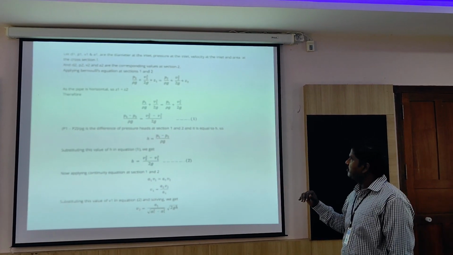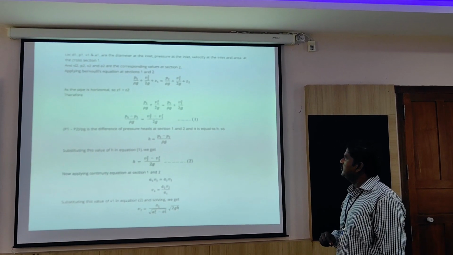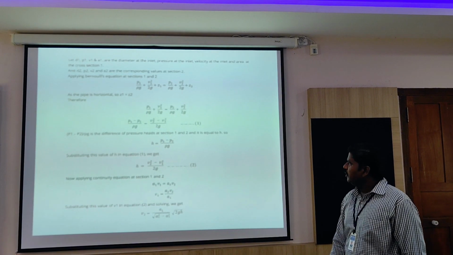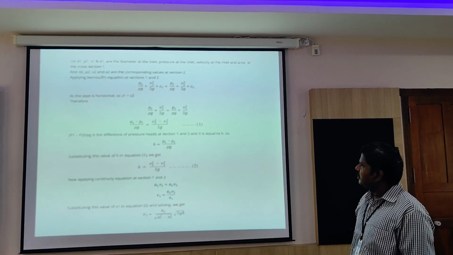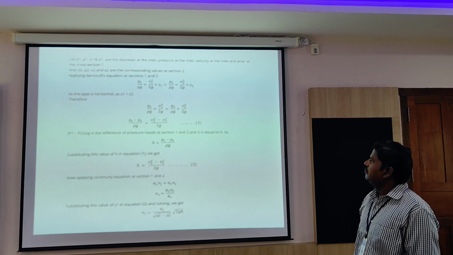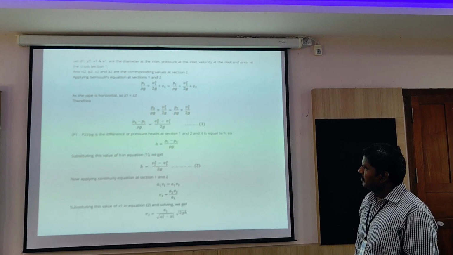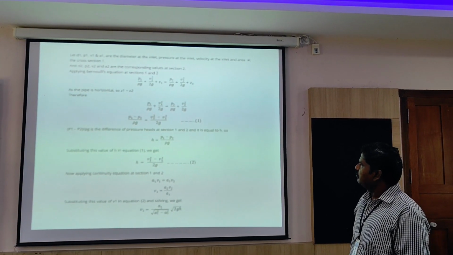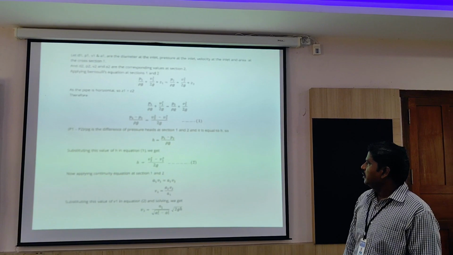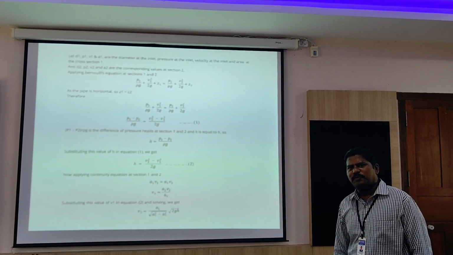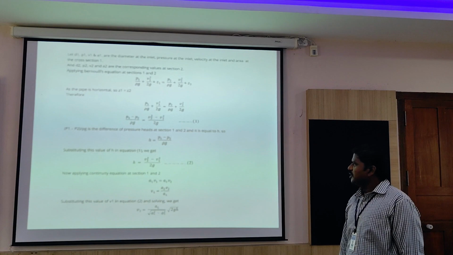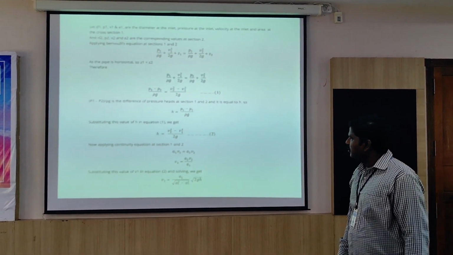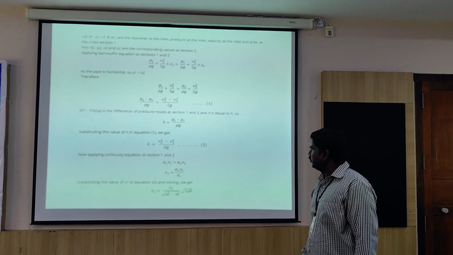Therefore, P1 by rho g plus V1 square by 2g equal to P2 by rho g plus V2 square by 2g. Then, by simplifying this equation, (P1 minus P2) by rho g equal to (V2 square minus V1 square) by 2g. Here, (P1 minus P2) by rho g is the difference of pressure heads at sections 1 and 2, and it is equal to H. Substituting this value of H in equation 1, we have H equal to (V2 square minus V1 square) by 2g.